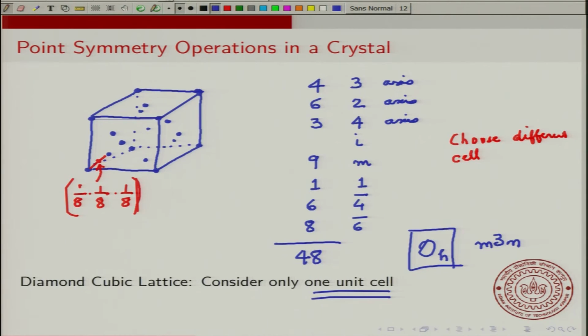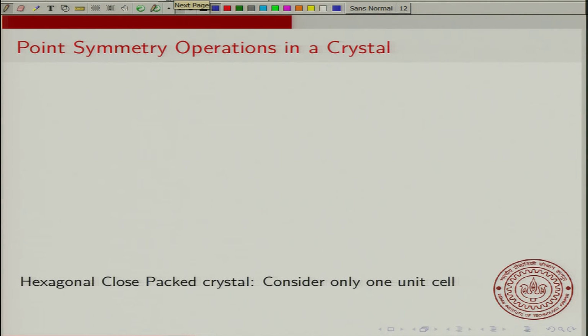Okay. Now, finally, let us take the example of a hexagonal close packed cell. And now again we are going to consider only one cell. But again, as we had shown earlier, it is possible to choose your cell so that it shows a center of inversion. So while usually we take the HCP in this form.